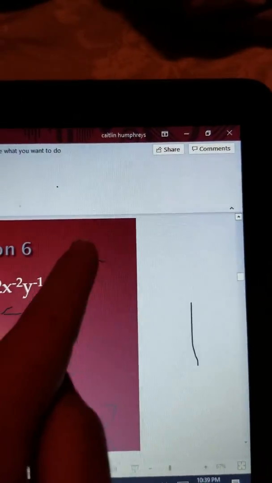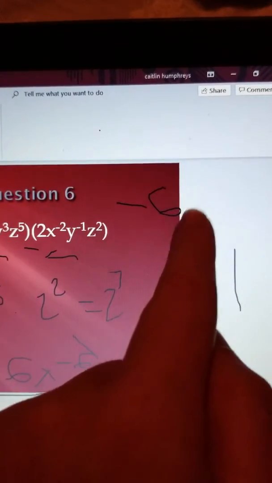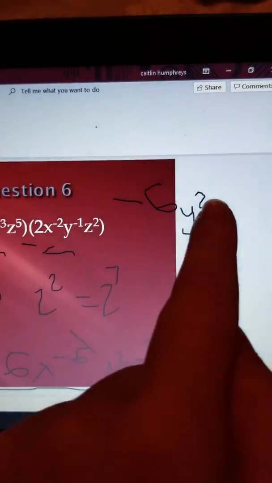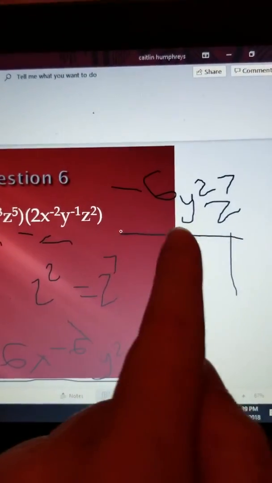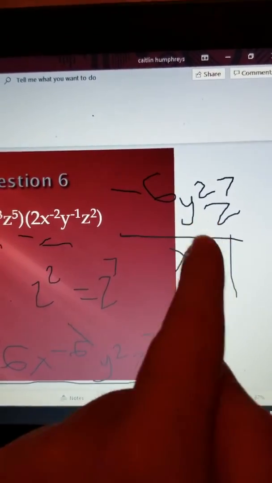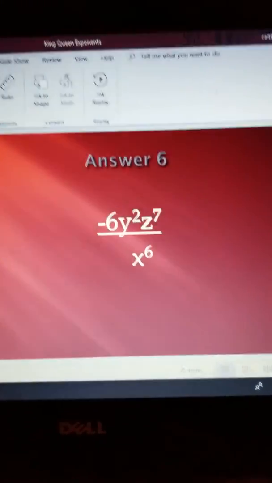It is going to be -6, and we're going to keep that y squared up there, and we are going to keep that z to the 7th up there, and we are simply going to move that x to the 6th down here. And if you need a cleaner answer, it looks like that.